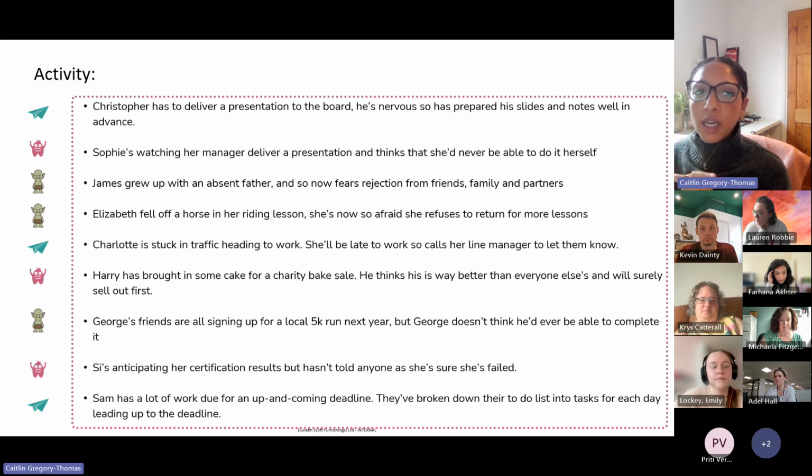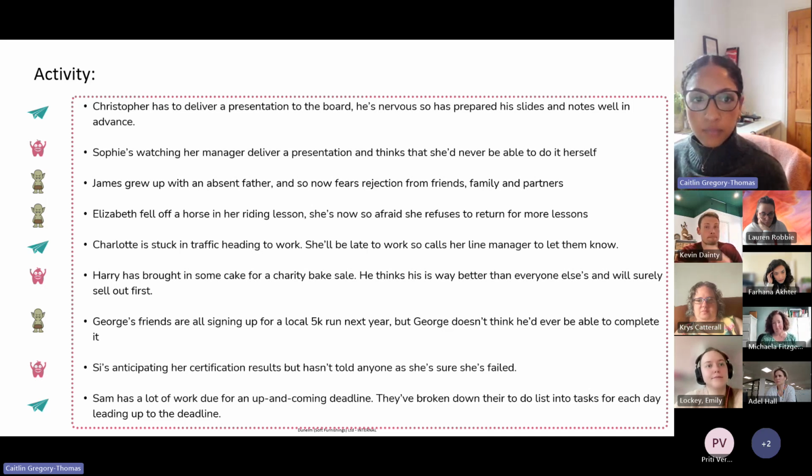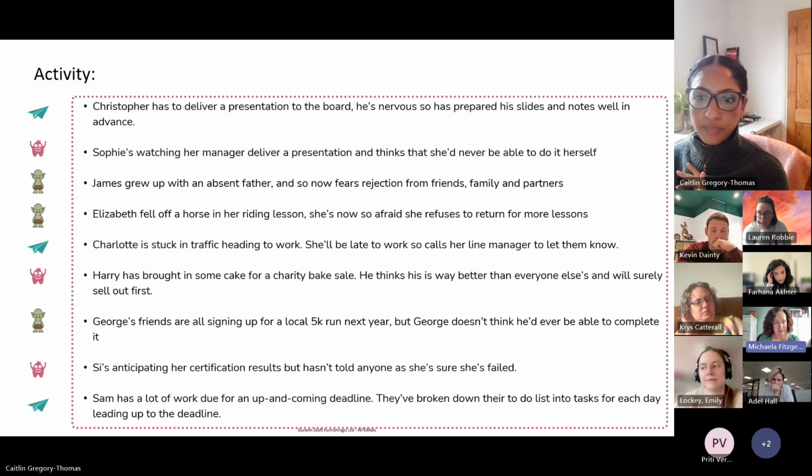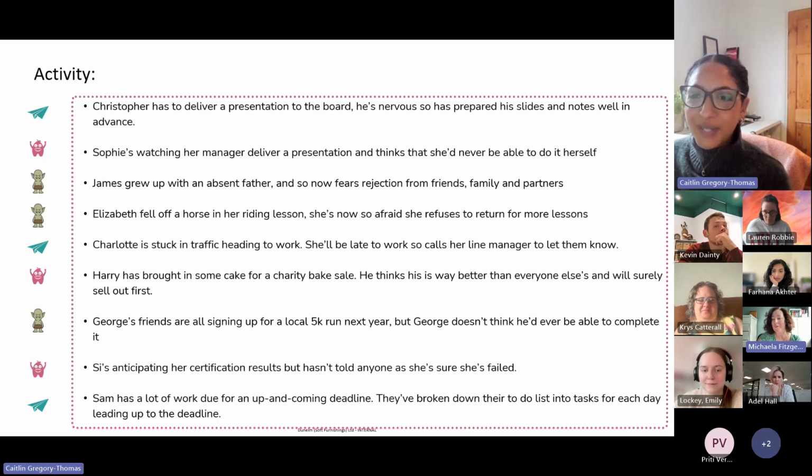And then finally, Sam has a lot of work due for an upcoming deadline, and they've broken down their to-do list into tasks for each day leading up to the deadline. Back to you, Michaela. Yeah, the team were unanimous on this one being a helpful autonomous thing. So I've forgotten the name of it. Autopilot. Yeah. And Chris, are you in agreement or anything else? We are, yeah. So also autopilot.